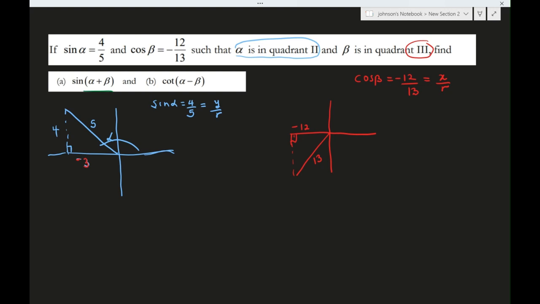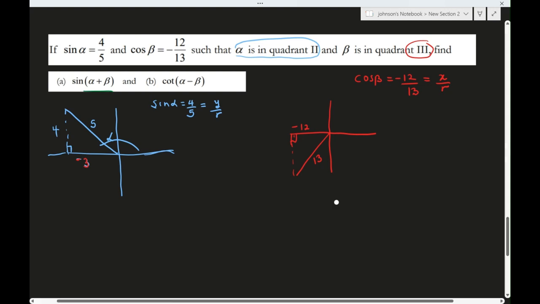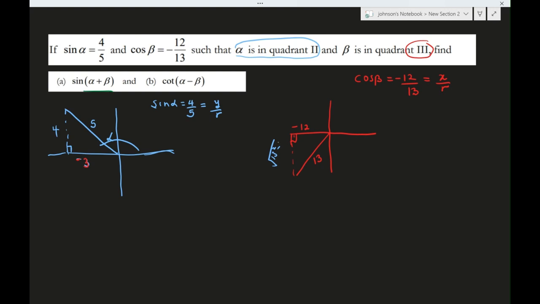By Pythagoras theorem, this side is just going to be the square root of 13 squared minus 12 squared, which is 169 minus 144, which is 25. The square root is going to be 5. So this is 5, but it's going to be minus 5.